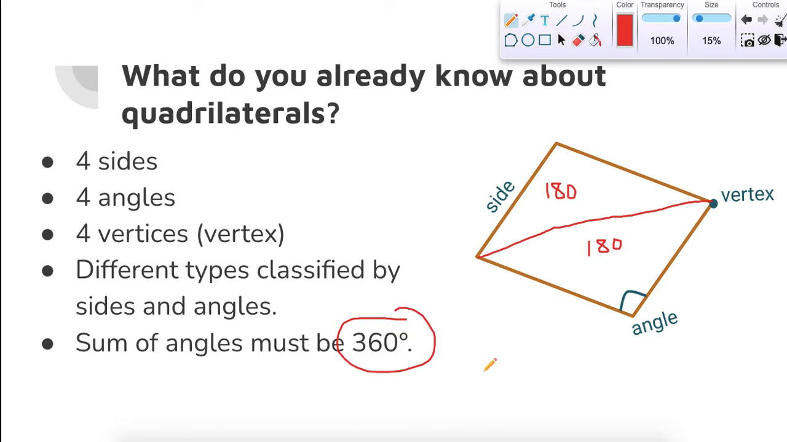Okay, so that is why triangles are 180 degrees. They're half of a quadrilateral. Or you can think of it as a quadrilateral is 360 degrees. It's double a triangle. Okay. Also pay attention to those prefixes. Triangle means 3, so 3 sides, angles, and vertices. Quadrilateral, quad means 4, so 4 sides, 4 angles, 4 vertices.